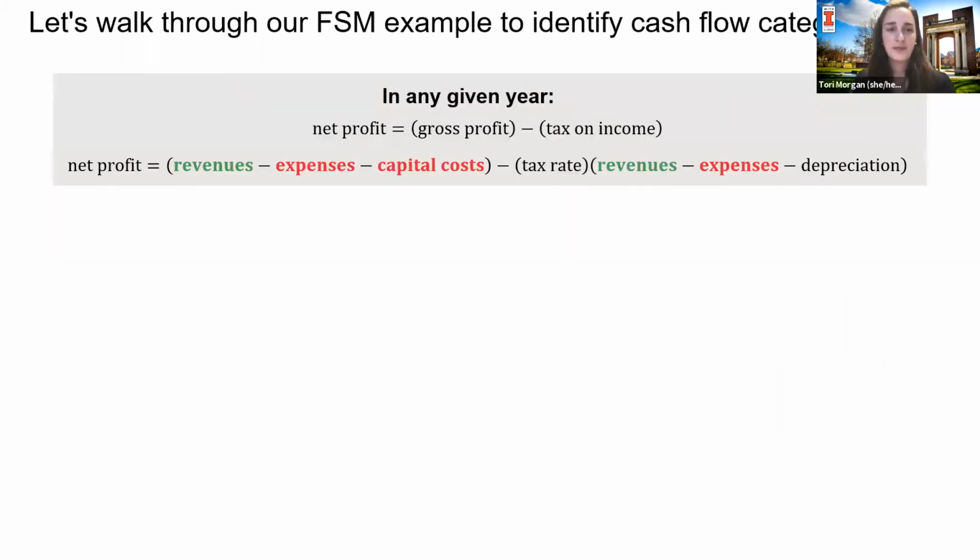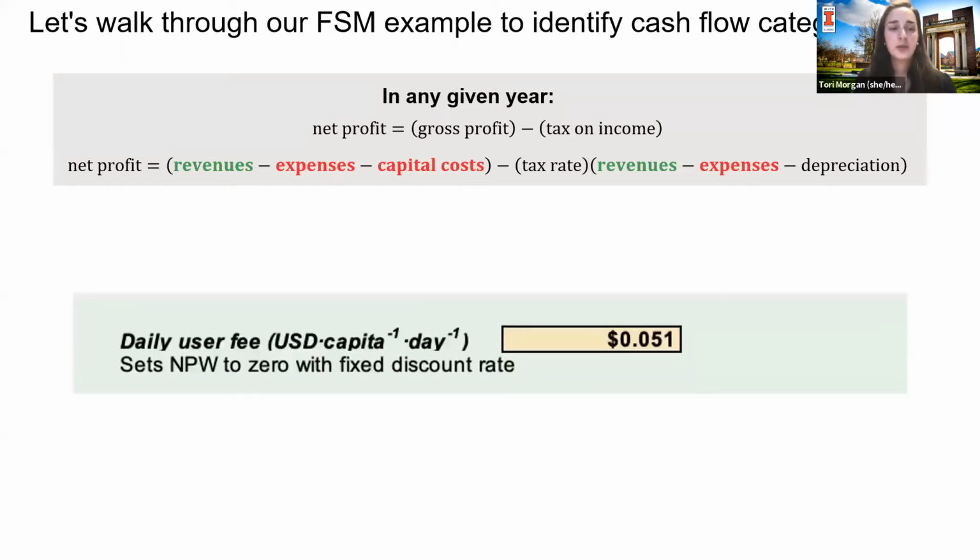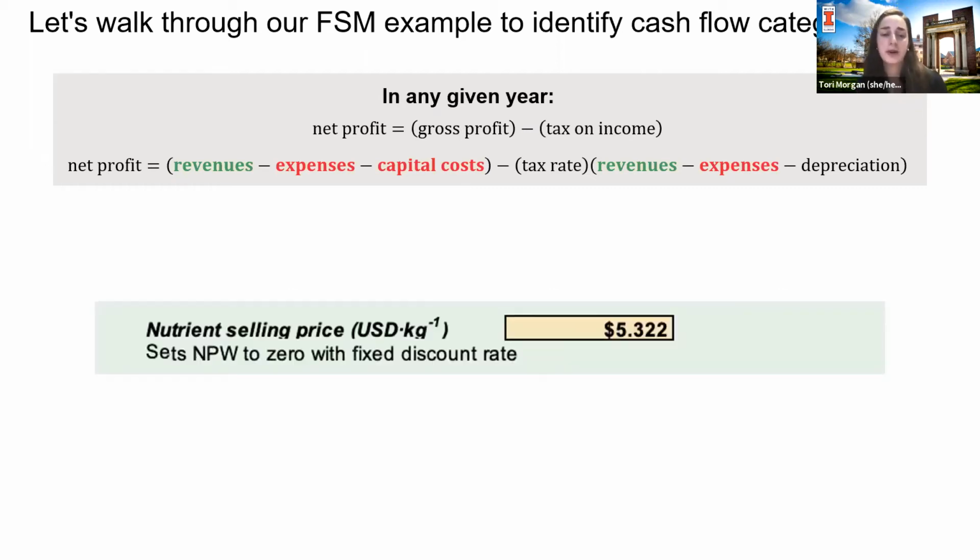Let me go to the next slide. So we can walk through some cash flow streams in our example in the worksheet. The first one, we can look at what revenues we are gaining. One revenue is the daily user fee. So we can look at the daily user fee for the urine diverting dry toilet and the pit latrine and input that as a revenue. The next one is nutrient selling price. As Hannah mentioned earlier, the urine diverting dry toilet allows us to recover resources, and we can now profit off of recovering those resources to see if we can offset costs. That would be another example of revenue.